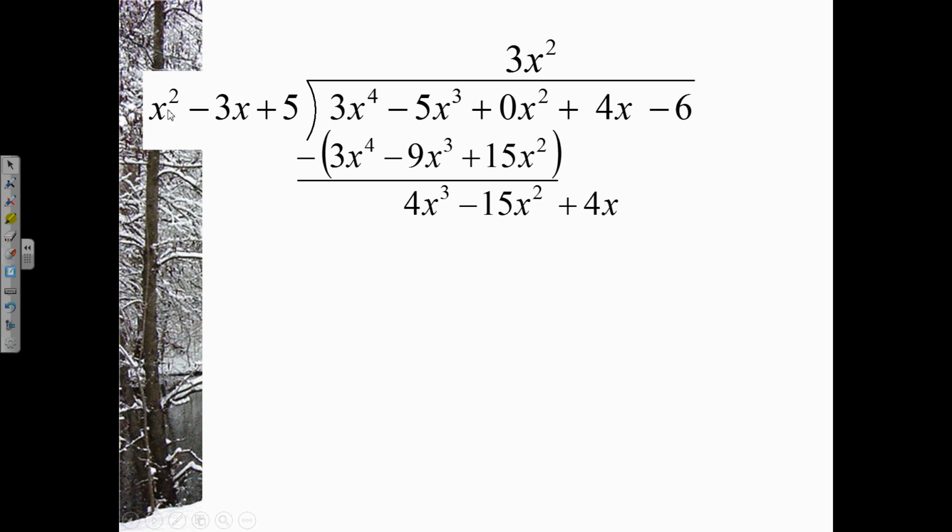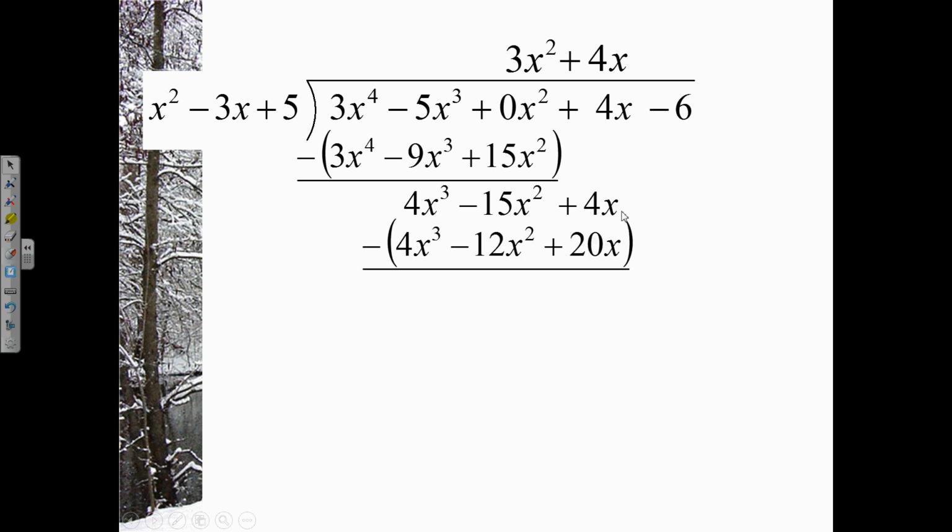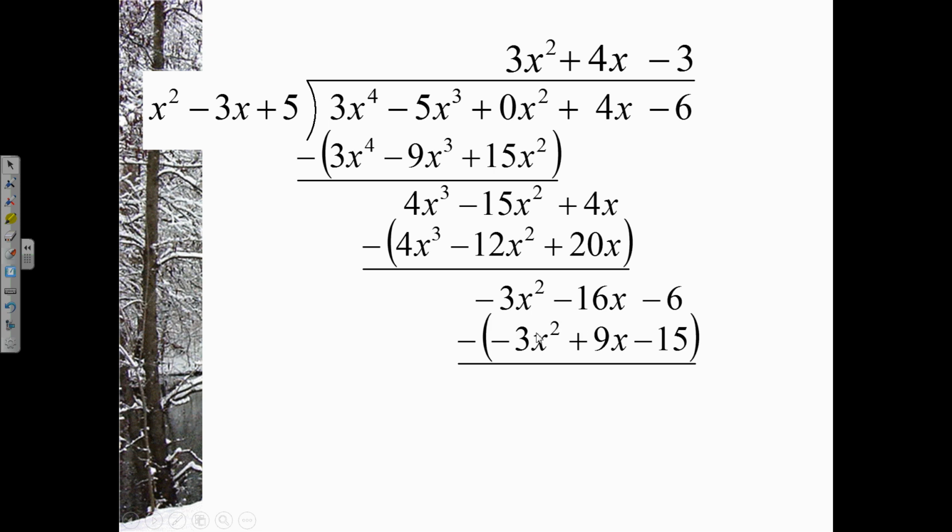What times x squared makes 4x to the 3rd? So that would be 4x, multiply, write that under here, and then subtract. Again, you want the same number of terms, so you want to drop down the negative 6 and repeat the process. What times x squared makes negative 3x squared? So that's negative 3. And you distribute, you write them all under here, and you subtract.